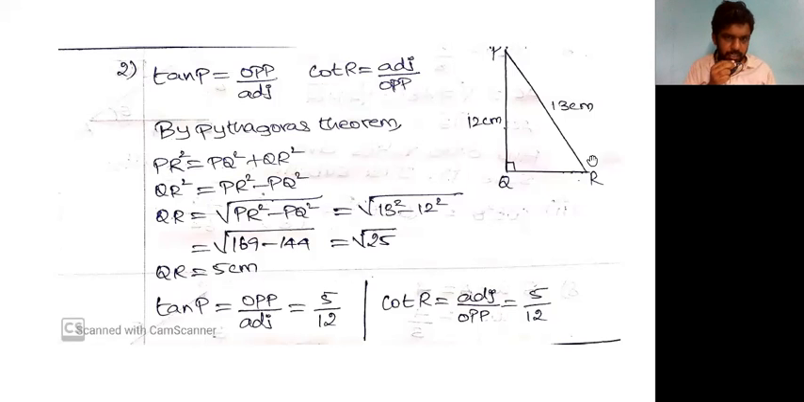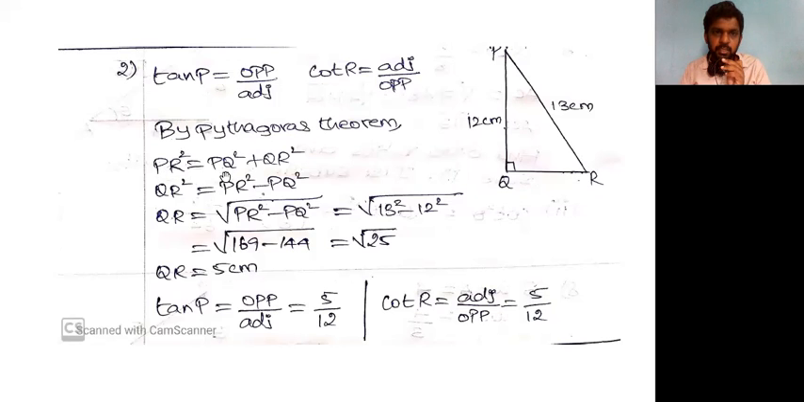A diagram is given as shown, and we have to find tan P and cot R. So we have PQ is equal to 12 centimeter, PR is equal to 13 centimeter. So by Pythagoras theorem, we can find QR.